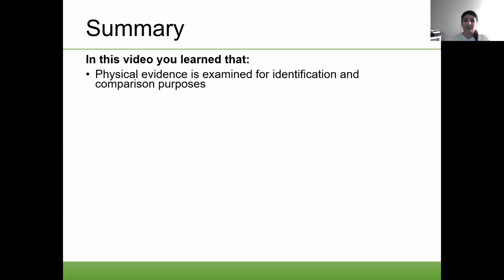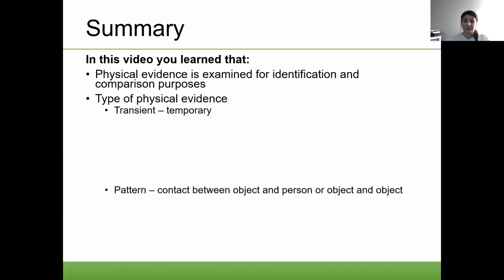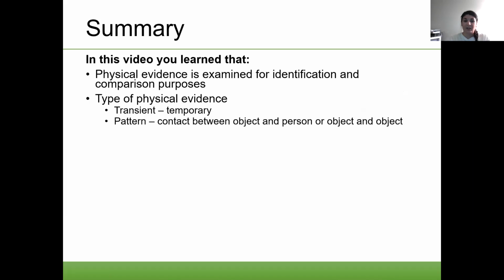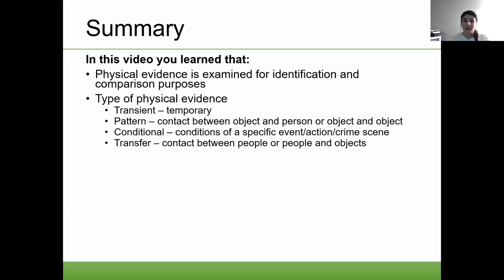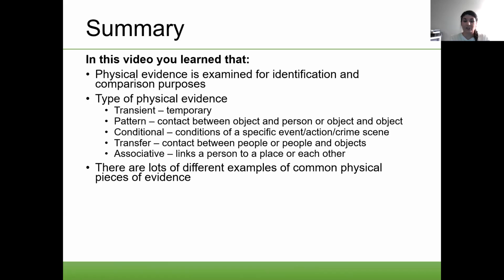So I hope in this video you learned that physical evidence is examined for two main reasons: for identification and comparison purposes. Different types of physical evidence: transient, which is temporary; pattern evidence, which is contact between object and person or object to object; conditional, conditions of a specific event, action, or crime scene; transfer, the contact between people or people and objects; associative, links a person to a place or each other.